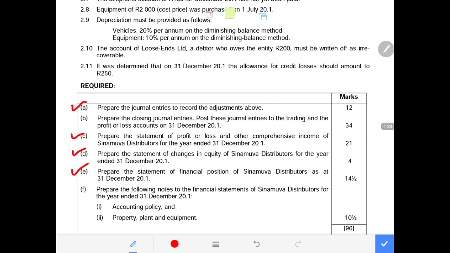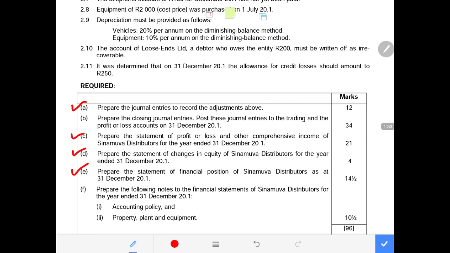So all other requirements, I will do them in bits and pieces separate from this main question, because this question was an assignment comprehensive type. So they combined so many topics in this one question.